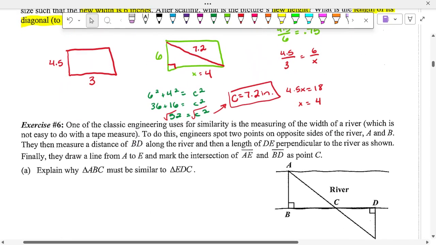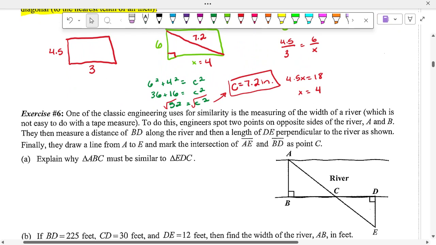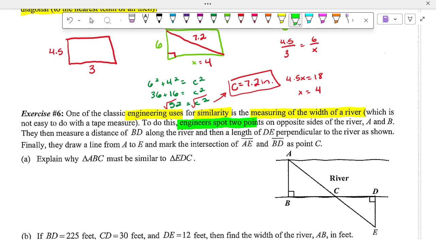All right, last one, then we're done for today. One of the classic engineering uses of similarity. If you ever want to be an engineer, you'll probably see this. It's measuring the width of a river, which is not easy to do with a tape measure. Engineers spot 2 points on opposite sides of a river, A and B. They measure the distance of BD along the river and then the length of DE perpendicular to the river as shown.